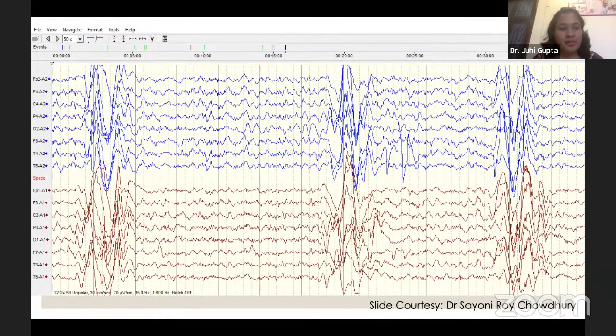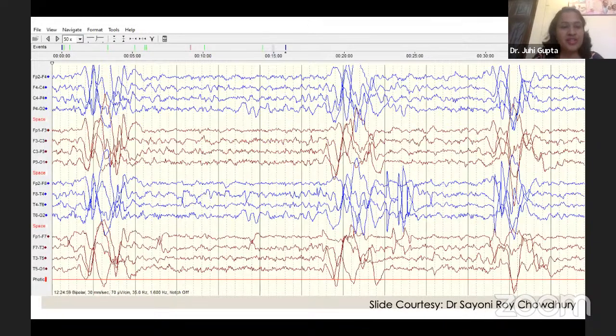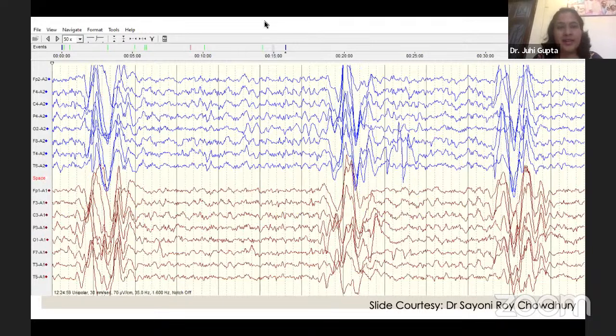Here the paper speed is 30 millimeter per second. I see some responses. You are right. That is a bipolar montage. So the basic bipolar montage, very happy that you could all identify it.